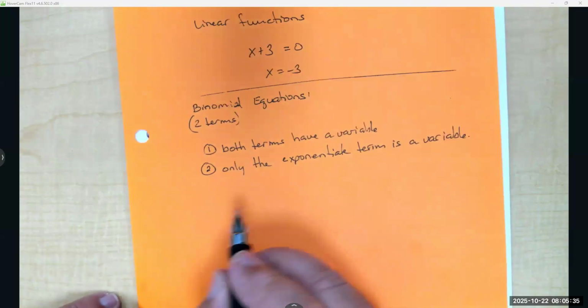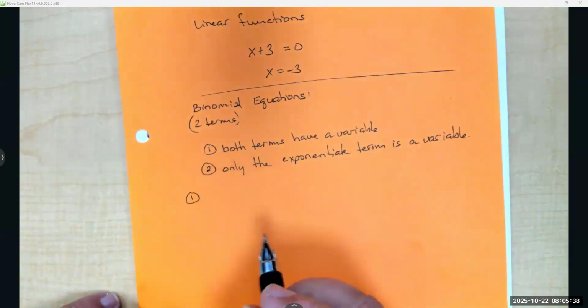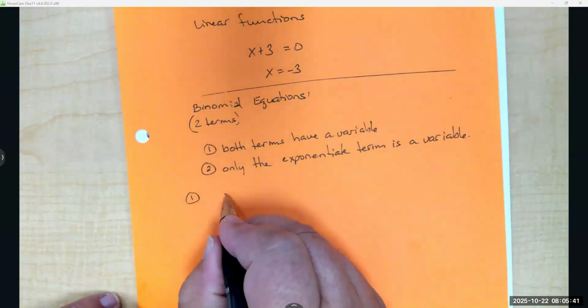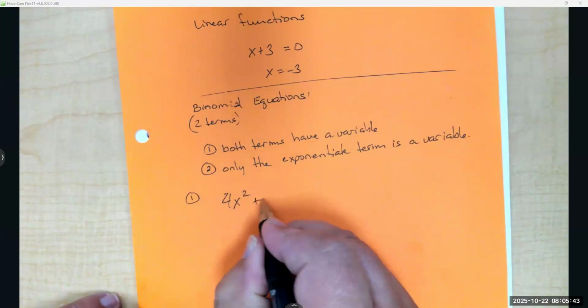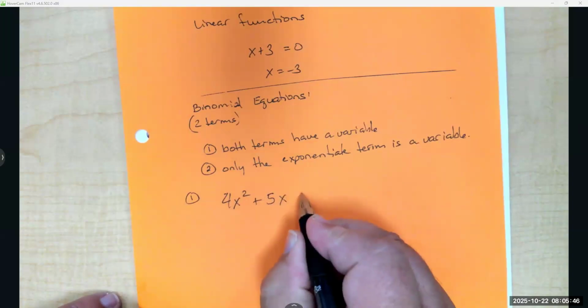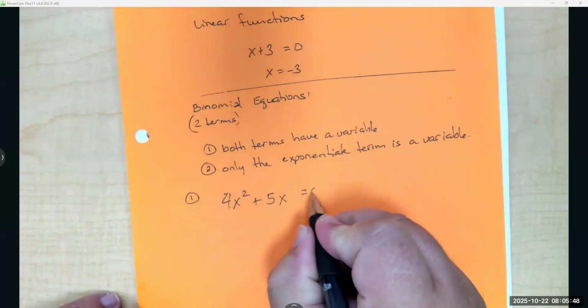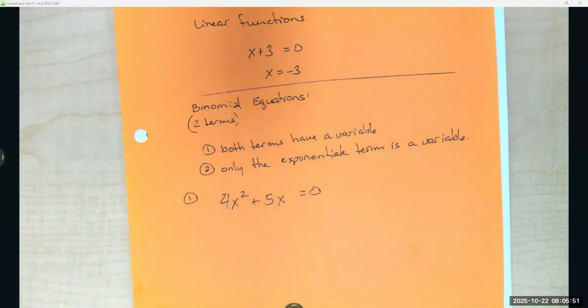So let's look at these. Let's look at the first one. 4x squared plus 5x. Whenever we solve equations, we set it equal to 0. Why do we do that? When you set an equation equal to 0, what are you solving for? Let's see if you remember this from chapter 1. What are you solving for? Yes, it is x. Very good.